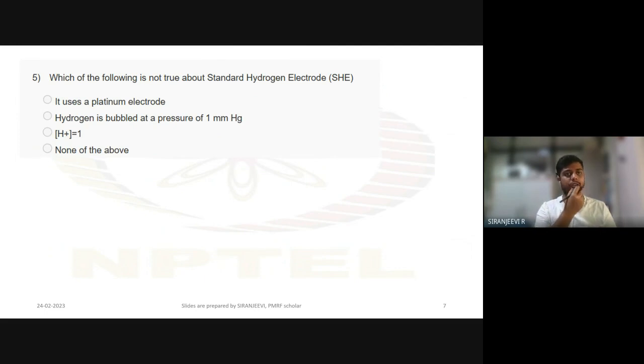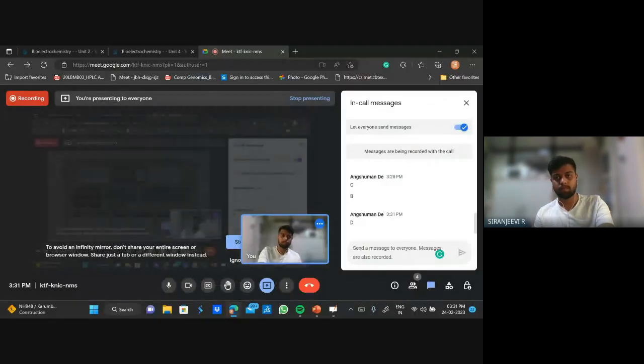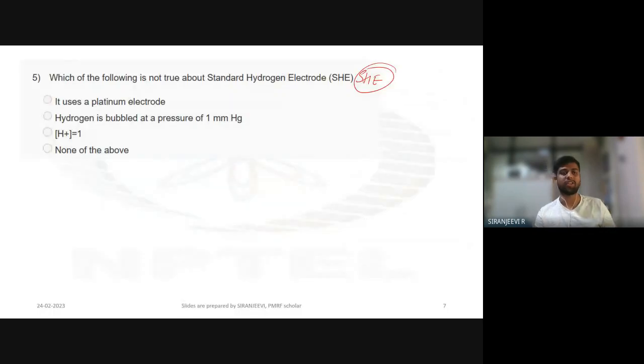Okay. Now you tell me this one. Which of the following is not true about the standard hydrogen electrode? It uses a platinum electrode. Hydrogen is bubbled at a pressure of 1 mmHg. H plus is equal to 1. None of the above. None of the above. Why?